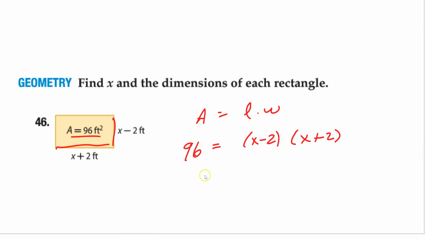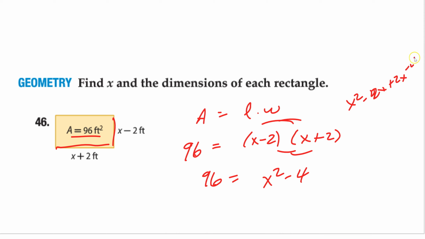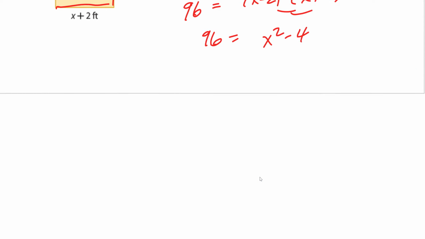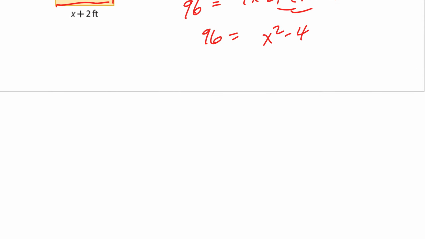Well, we can multiply this out. I get 96 equals x squared minus 4. It's a difference of two squares, so you should know automatically that's x squared minus 4, because the middle is going to cancel out. So we get down to here, and this is actually something I want to bring up. Before I start solving this, this is a very important concept.